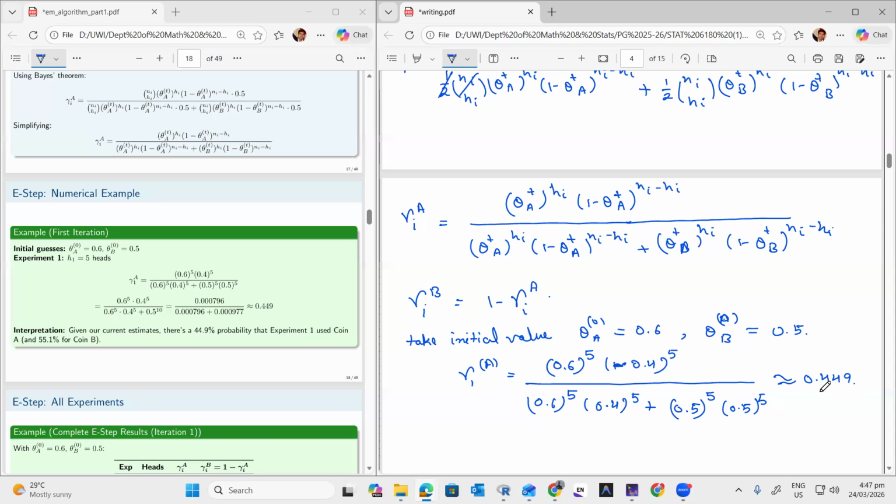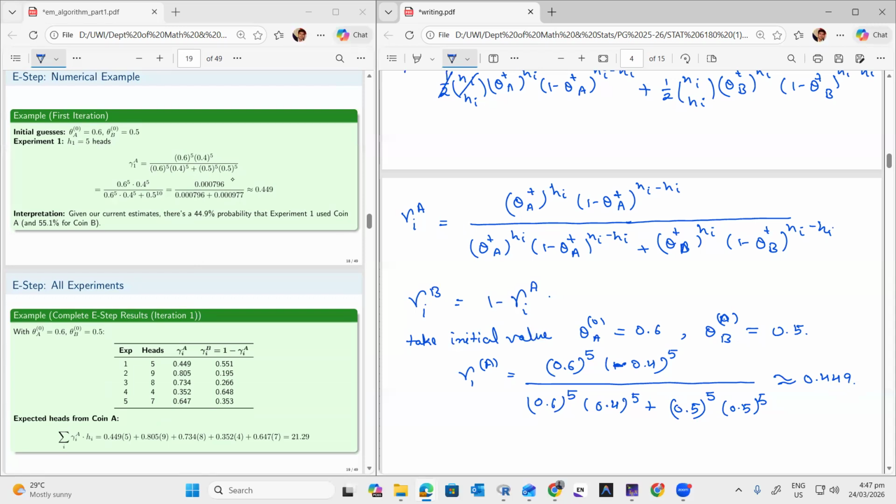Okay, so that's how we need to do it for each experiment. For the first experiment, suppose we get 0.449 and 0.551 from here. Similarly, we repeat for the second, third, fourth and fifth experiments, and we get the values of gamma Ia and gamma Ib here: 0.8, 0.5, 0.734, 0.352, 0.647, and so on.